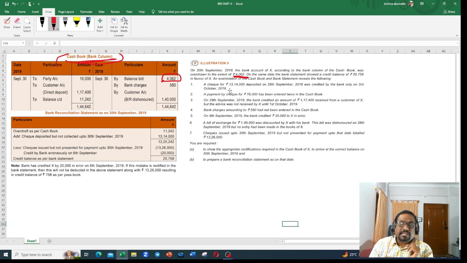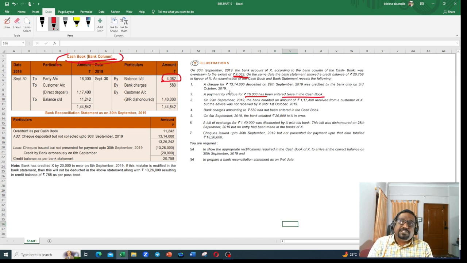So in this particular case, a check deposited, but not credited by the bank. That is not a mistake from our side. So we don't require to rectify that in our cash book because this was already recorded in the cash book correctly. As soon as we deposit the check, we go and record it on the receipt side of the cash book. So that is already recorded. That is not a mistake. So you don't need to rectify that cash book. Clear? Next, a payment of check for 16,000 has been entered twice in the cash book.